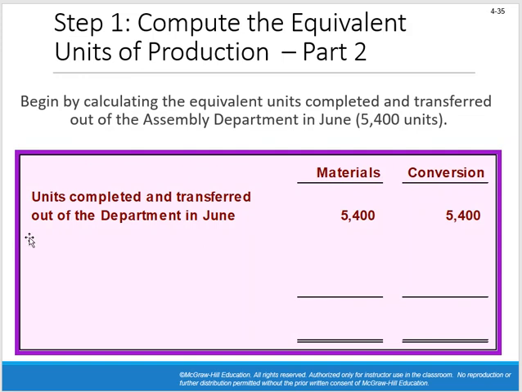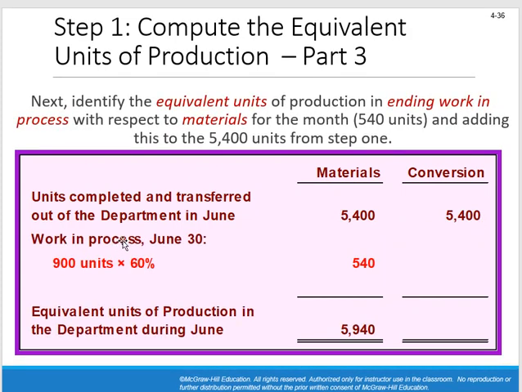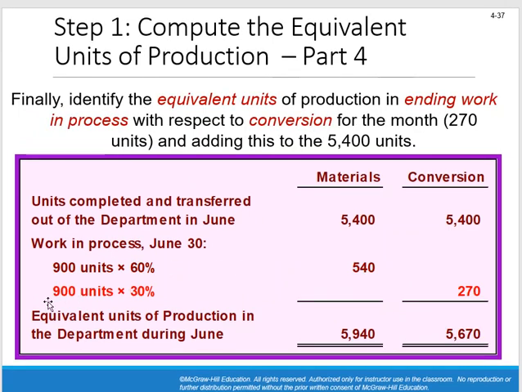So what we want to do is figure out our equivalent units of production. And we always start by computing the ones that are actually completed and transferred. We know those ones for sure. 5,400 were transferred out. Then we add in the partially completed units. So for materials, it's 900 units times 60% is 540. And for conversion, it's 900 units times 30% is 270. So then note that we're continuing to keep these separate, materials and conversion. So our equivalent units of production with respect to materials is 5,940, and with respect to conversion is 5,670.